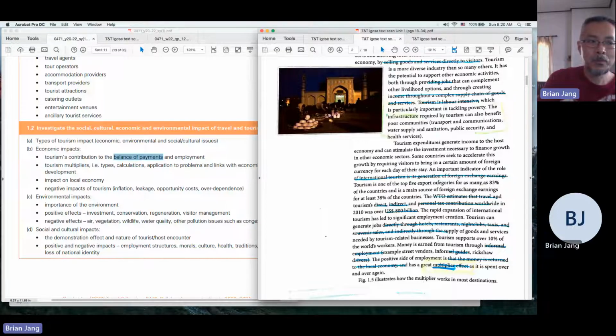Balance of payments is talking about the comparison of money that goes in and goes out of the country according to how much the tourists spend in the country, against how much the travelers from the country who are going to another country are spending outside of the country. All right, so you're really thinking about money that's coming in from foreigners, and then money that's going out from the local people going somewhere else to vacation.